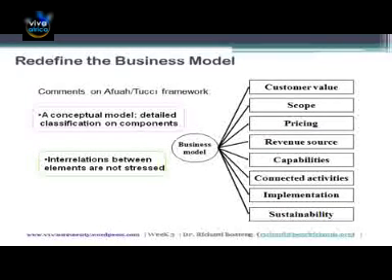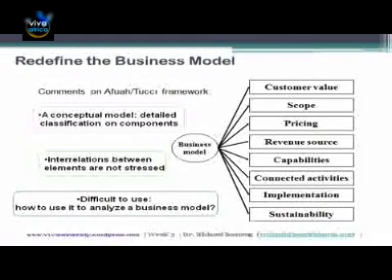a number of components, which is sometimes very difficult to understand because the interrelationships between these elements are not stressed. However, pricing may influence scope, and pricing can be influenced by revenue source. Capabilities that exist in a firm can even define how much customer value you can create at a given point in time, and how sustainable you can make your model be, or your competitive edge be. So sometimes we may say that this particular framework, though it abstracts the different components of a business model, doesn't give us an understanding of the interrelationship between the components of the model.